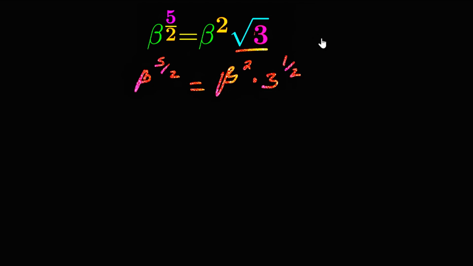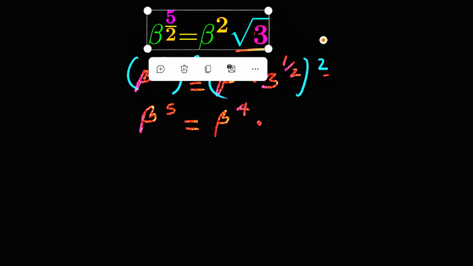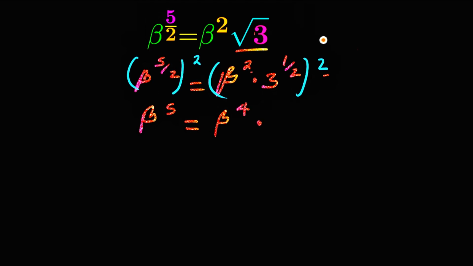The next thing would be to square both sides of this equation. So that squared is equal to that squared, so that the 2 and 2 cancel, and we are left with beta raised to power 5 equals beta raised to power 4 times half times 2, that is the same as 1. So we have this is 3. So this can be written as beta raised to power 5 equals 3 beta raised to power 4.